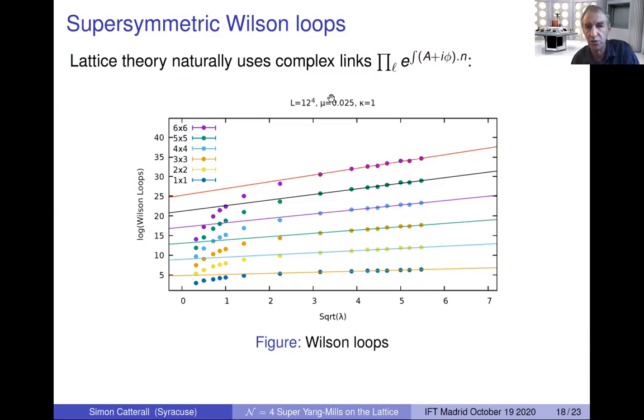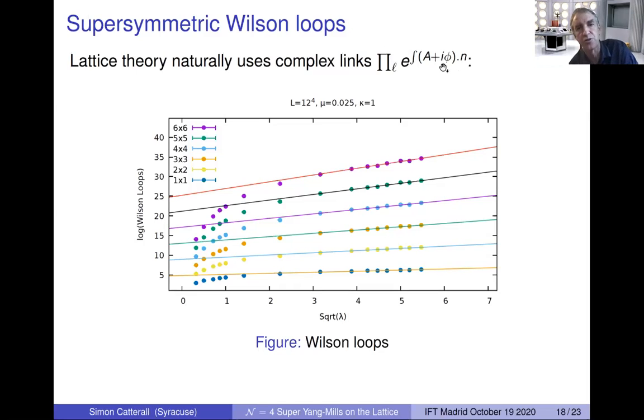These are a bunch of Wilson loops on a 12 to the 4th lattice, and a fairly small value of mu, but not as small as we can go, kappa of 1. So what you see is that the log of the Wilson loop is accurately varying like square root lambda as I get out to large lambda. And I should note this is a supersymmetric Wilson loop, so it involves the scalars.